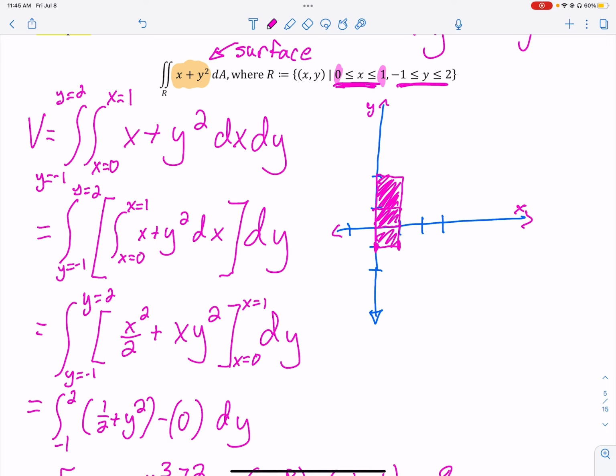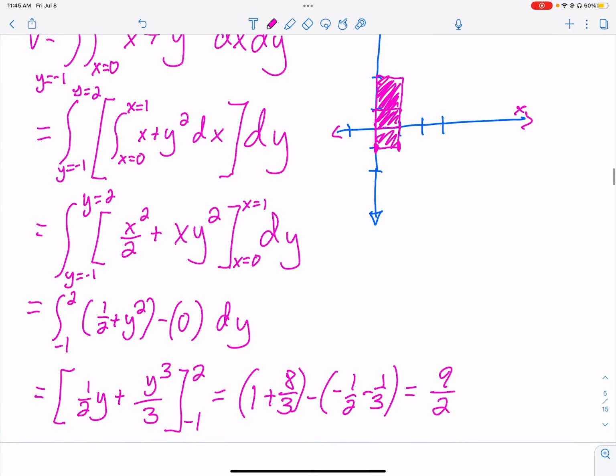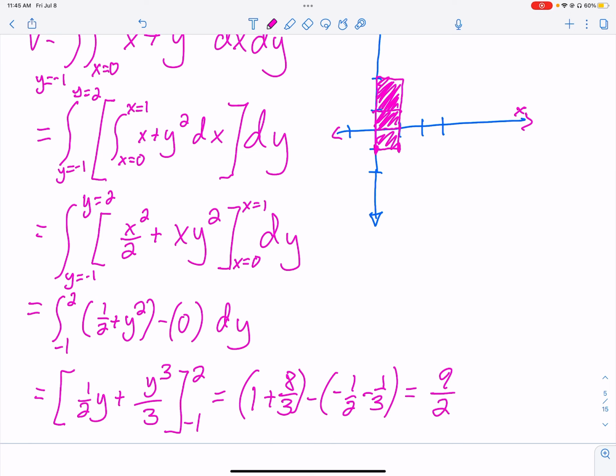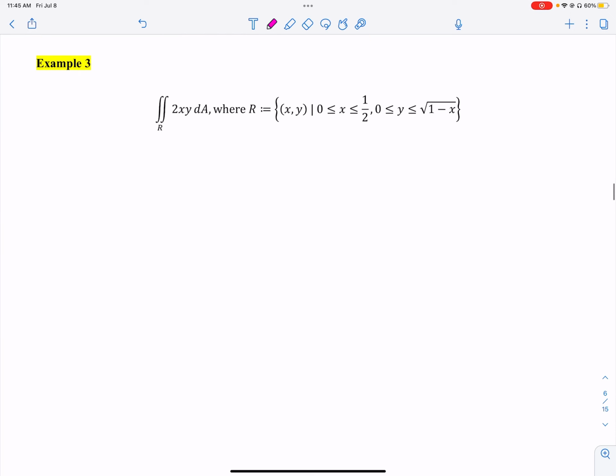I can tell that if I plug in the x's and y's inside that region there, it's always going to give me a positive number. So the surface is sticking out at us from the screen. And we know the volume under that surface in this pink rectangle there is 9 over 2. All right, let's try another one.